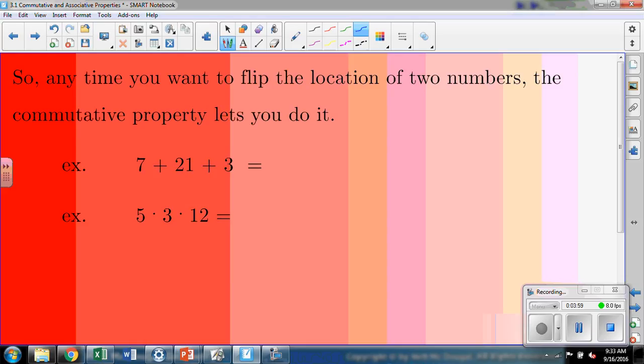If we flip around these two numbers, it then puts the easy numbers together for 7 and 3. That would lead us to 21 plus 10, and 21 plus 10 gets us our answer of 31. It's easier to do it this way instead of just going straight forward.